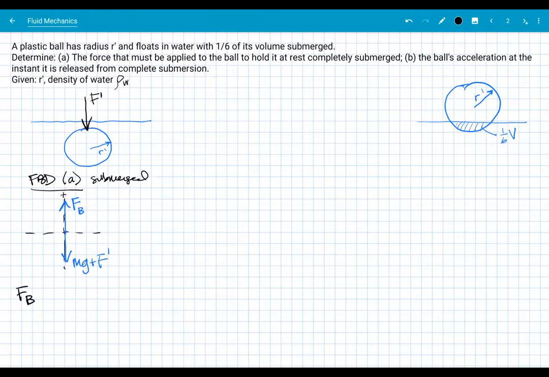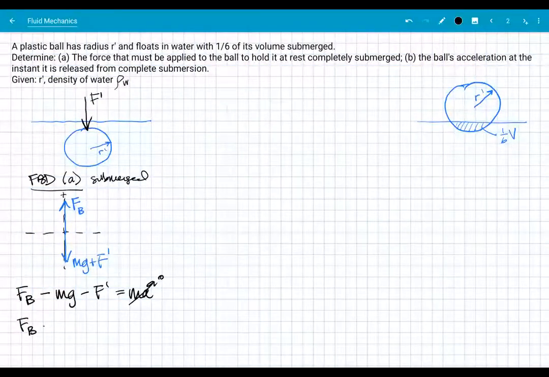Buoyant force minus weight minus F prime equals ma. Acceleration goes to 0 in this case. This is, again, a static equilibrium case. So I can solve for my buoyant force is equal to the weight plus F prime.